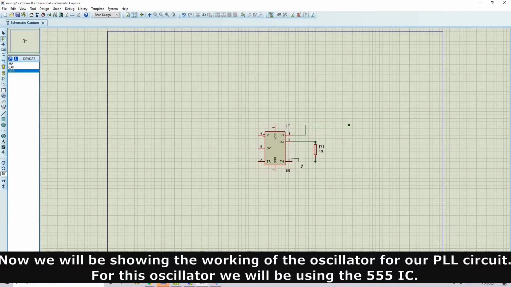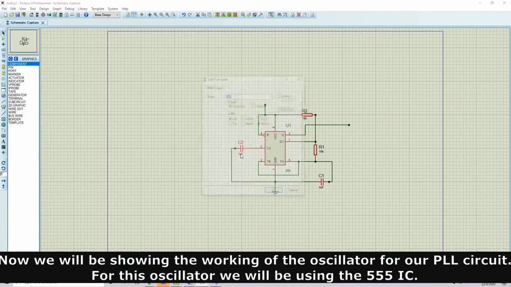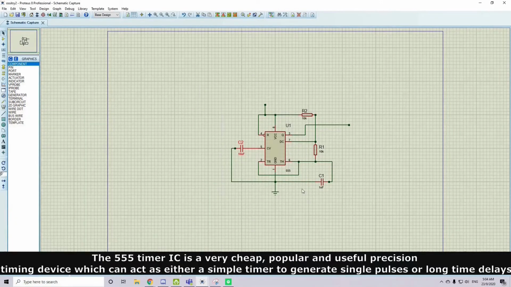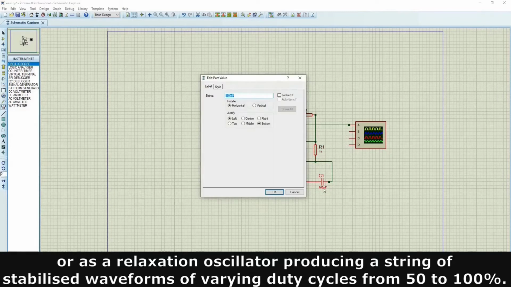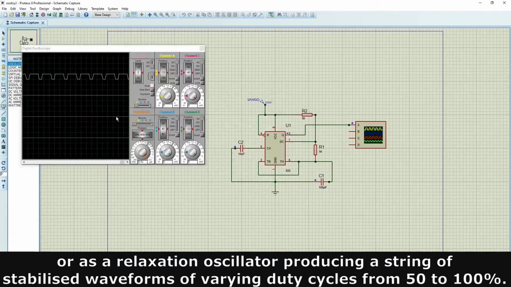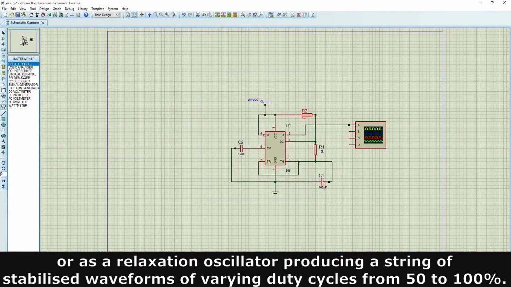Now, we will be showing the working of the oscillator for our PLL circuit. For this oscillator, we will be using the 555 IC. The 555 timer IC is a very cheap, popular, and useful precision timing device which can act as either a simple timer to generate single pulses or long time delays, or as a relaxation oscillator producing a string of stabilized waveforms of varying duty cycles from 50 to 100%.